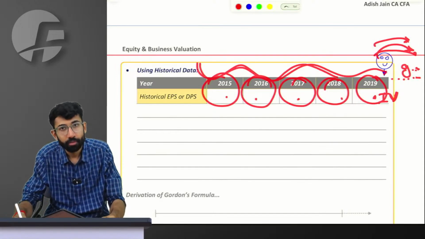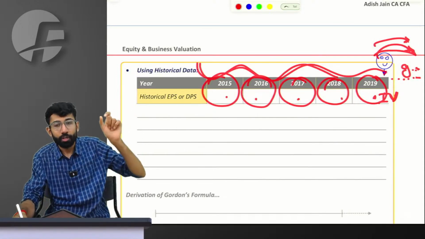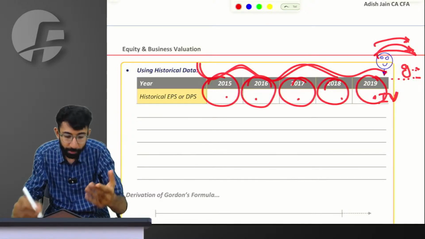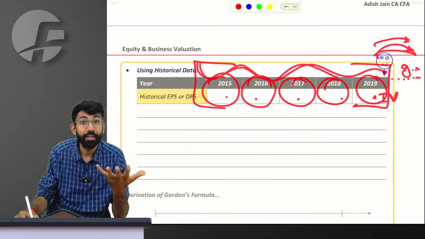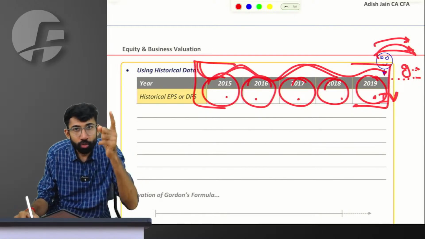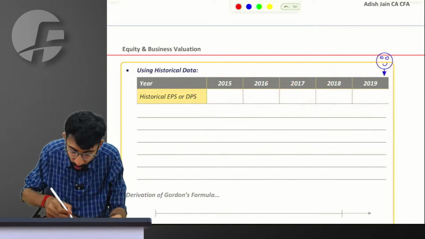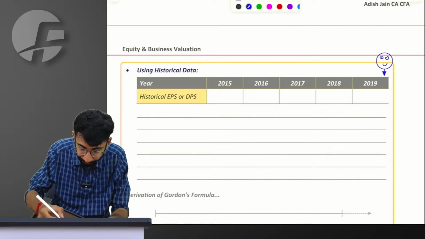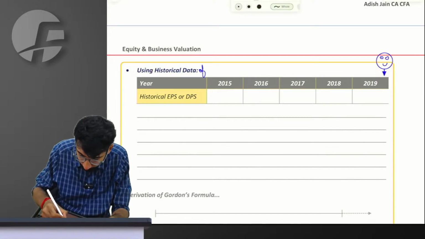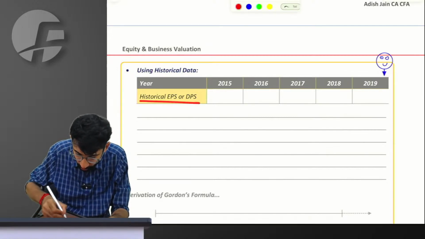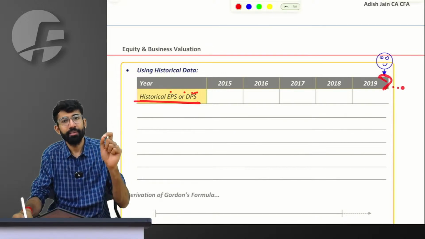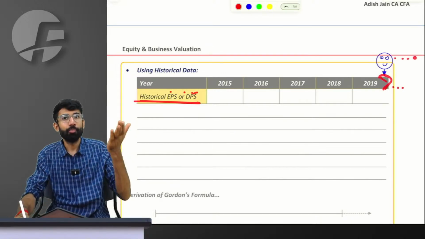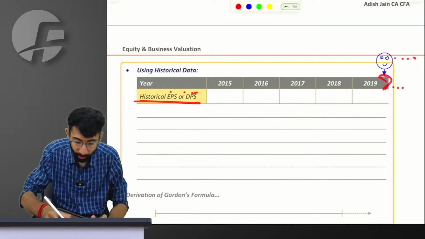In future, till infinity, the growth rate will be somewhere an average of past growth rates. That is one of the ways to calculate if the direct growth rate is not given. So now you are learning how, based on the historical data of EPS or DPS, you calculate the growth rate. And that same growth rate is assumed to prevail in future, which can be used for calculation.